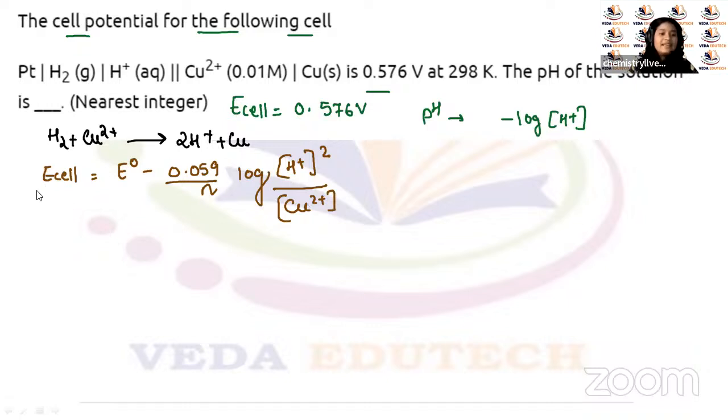Now children, E cell is given to you as 0.576. There are certain cells for which you should memorize the E naught. Even if it's not given, you can memorize the E naught, and for copper it is 0.34. This you should know, because for hydrogen it is 0. So for copper it is 0.34 minus 0.059 by 2. What is that, children? 2. Log, we don't know what this is.